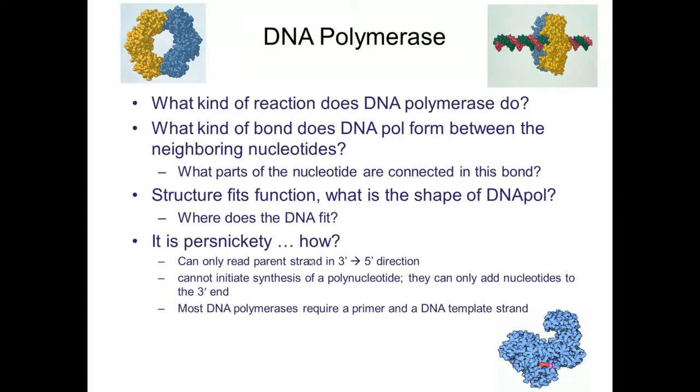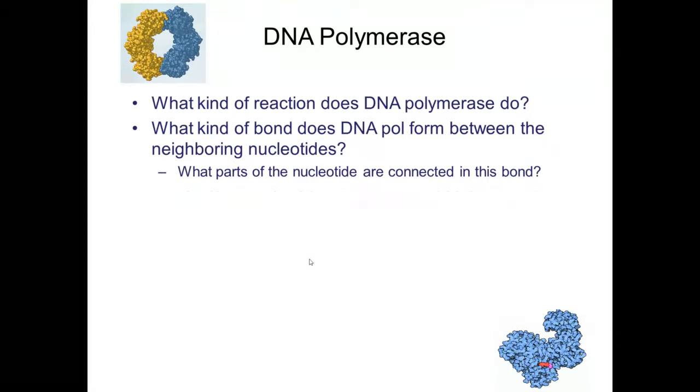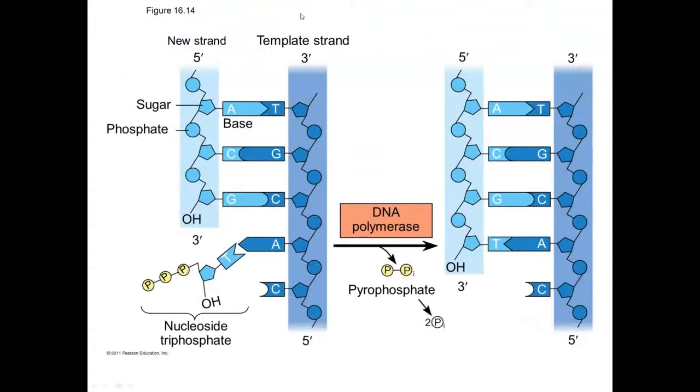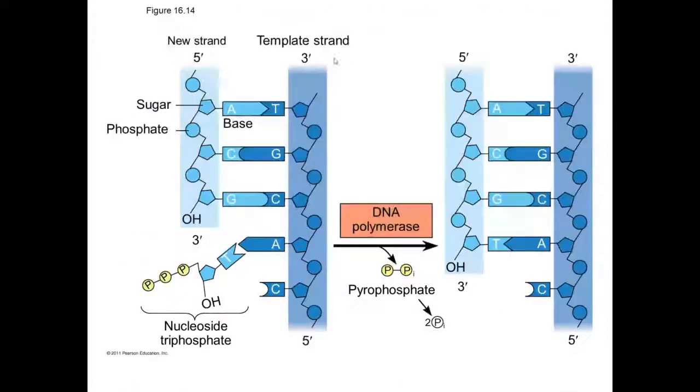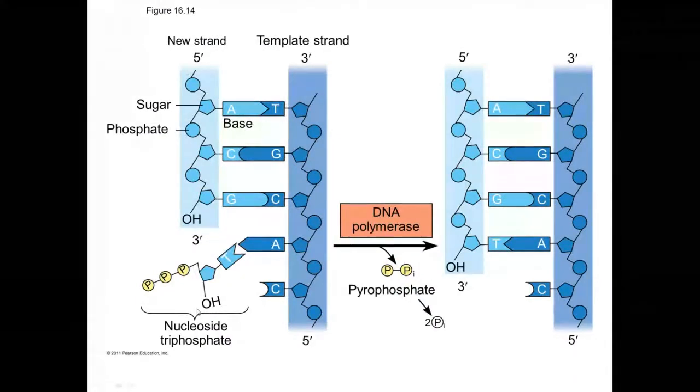One is it has to have a starting nucleotide, which is why you must have the primer first, because it can't initiate synthesis from nothing. So it has to have a nucleotide to add it to. The other thing is that it only works in one direction. When it's reading the parent strand, it can only read the parent strand from 3' to 5'. It can only read in that direction. It can't go down here and read up this way. It can only read 3' to 5', which means, if we go back, that the new strand is made in a 5' to 3' direction.